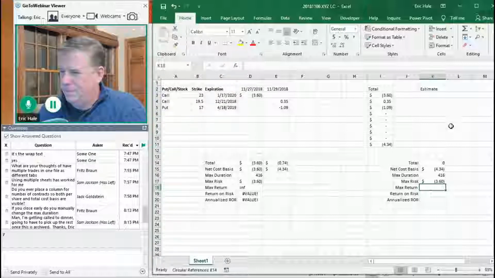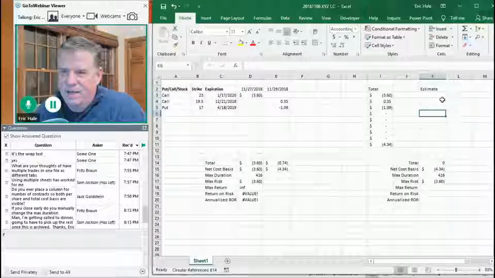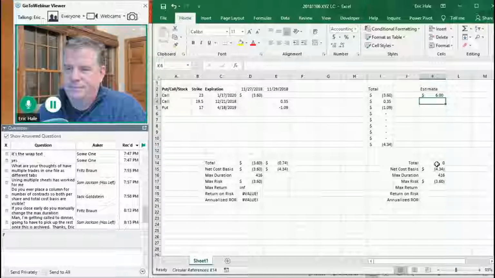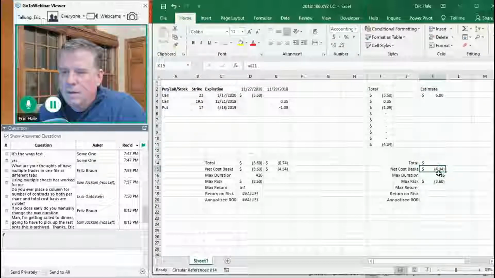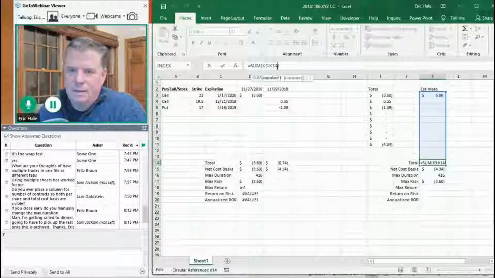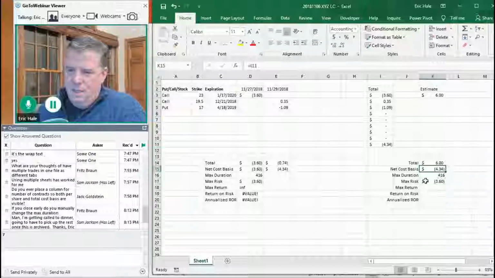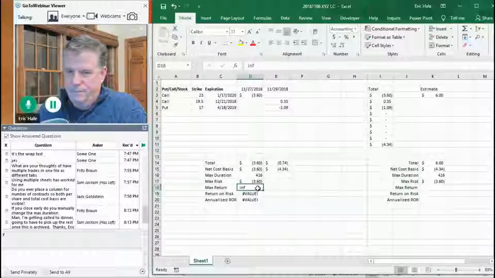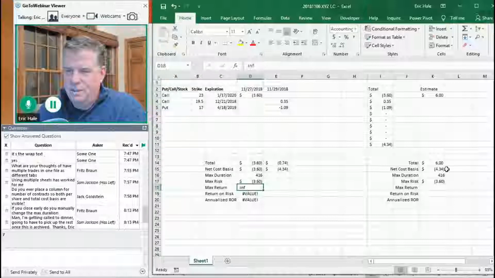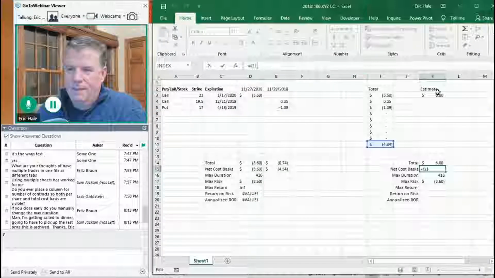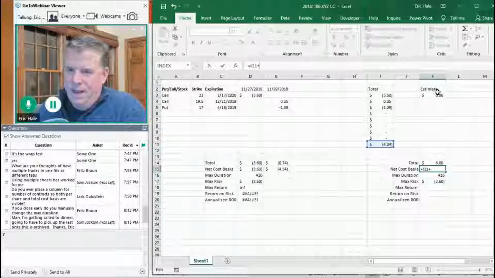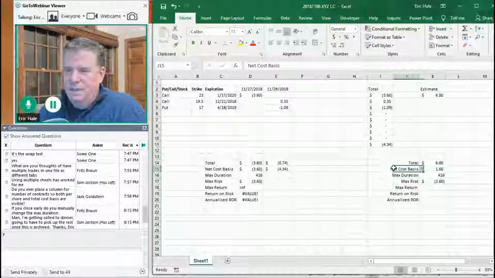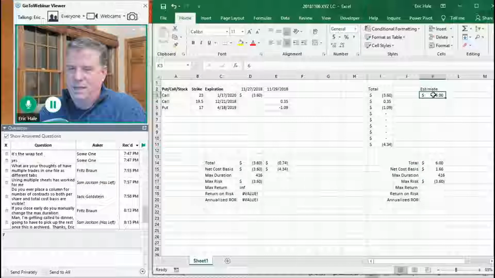Let's see. So what I'll do in here is start putting in, like, what if I can sell this for $6? And that total isn't... what? Oh, I know why. There you go. So I'm going to add this to this. There we go. So this is my net cost basis based on this estimate.